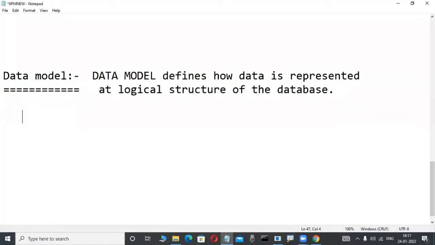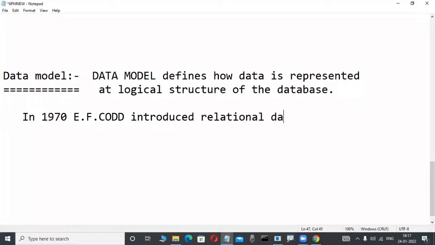From 1970 onwards, this data model is there. Where Oracle is concerned, we are learning next. First, just roughly observe here. In 1970, E. F. Codd, don't write anything, just observe some new terminology, introduced the relational data model. He is a mathematician who was working at IBM in those days.